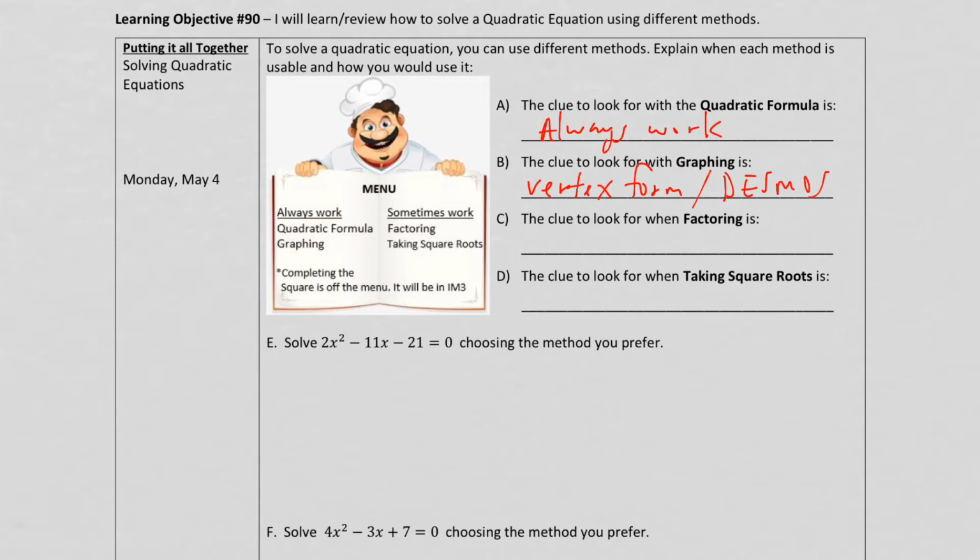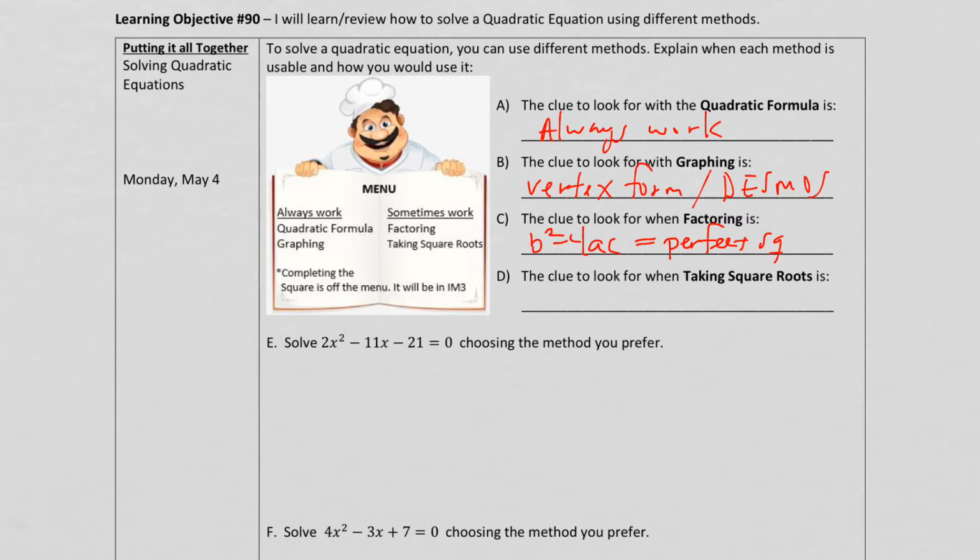The clue for using factoring, remember you want to find the discriminant, so b squared minus 4ac, and whenever that's equal to a perfect square, then you know you can factor at that point, and that's probably a little quicker than anything else.